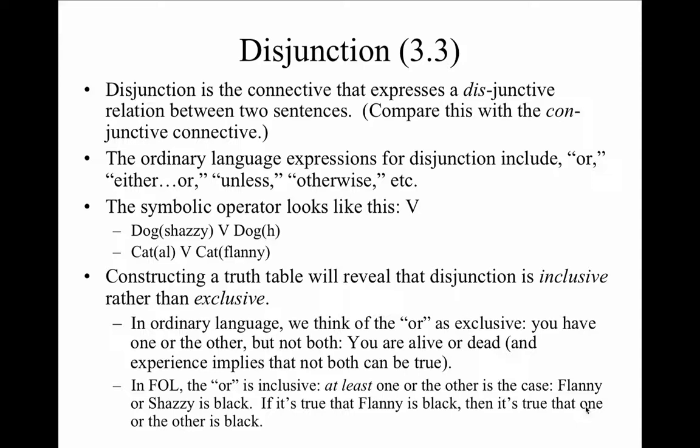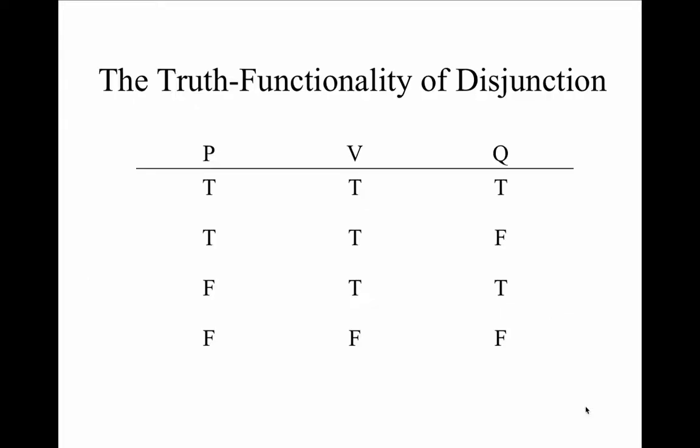Let's see how this plays out in the truth table. Once again, we have our possible values. P is true, Q is true. P is true, Q is false. That's respectively rows 1 and 2. Row 3, P is false, Q is true. And row 4, each of the sentences P and Q are false.